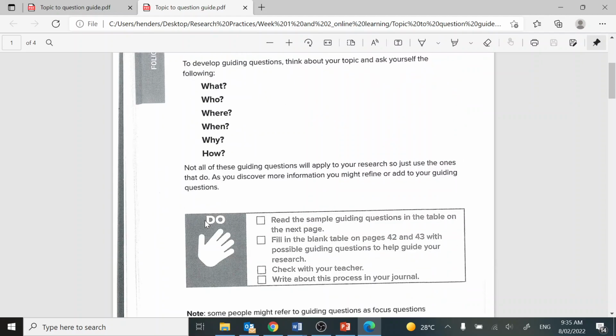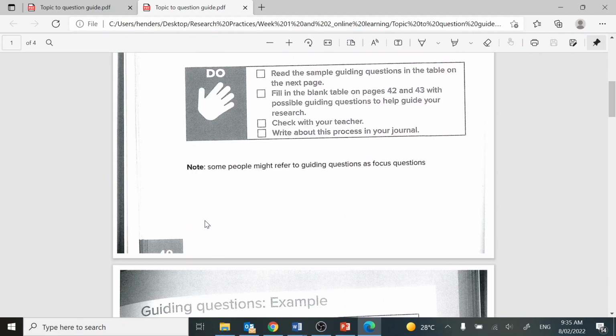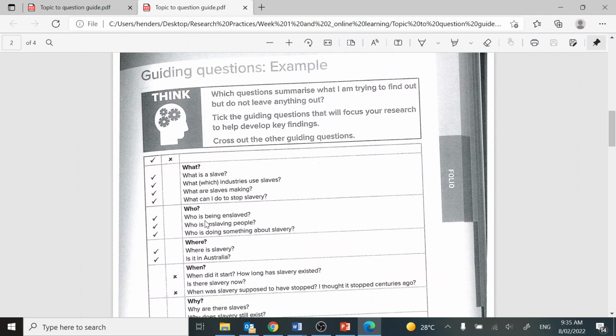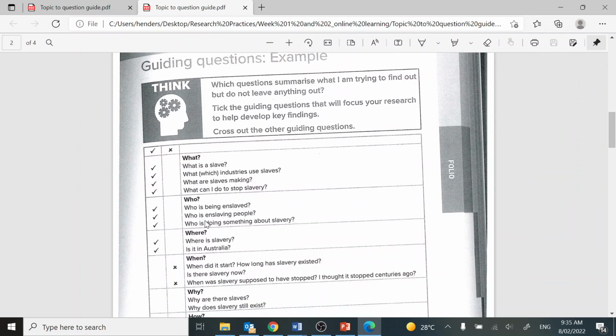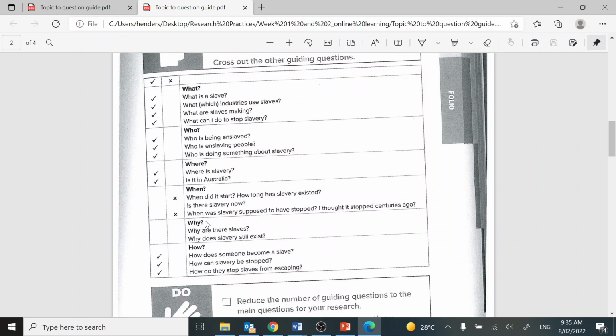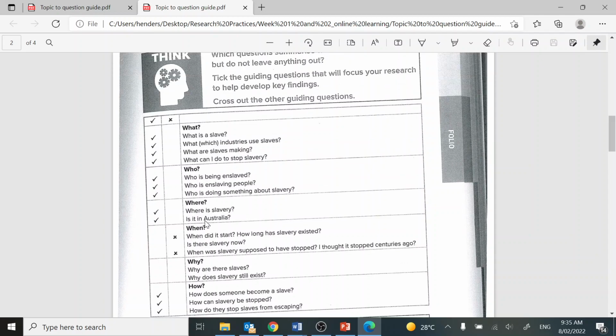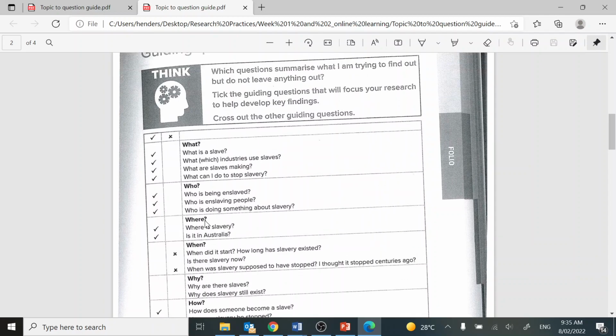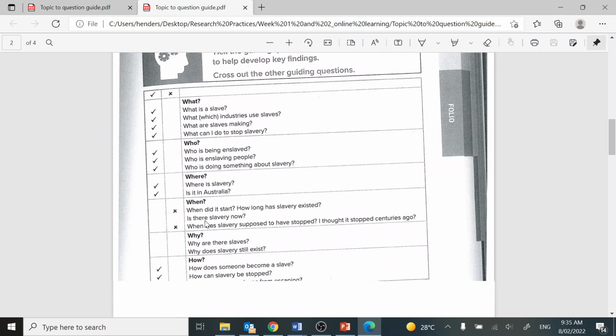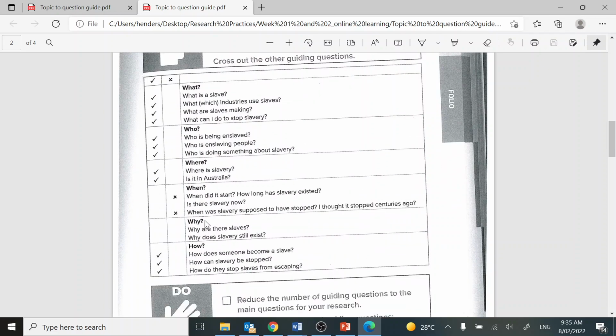So these are some examples provided. If they're looking at slavery from memory by the look of it, yes, okay. So their thing was on slavery. So they've gone, what is a slave? Which industries use slaves? What are slaves making? And just be aware that slavery is actually still very current today. We're just not as well aware of it, unfortunately, but it definitely still happens.